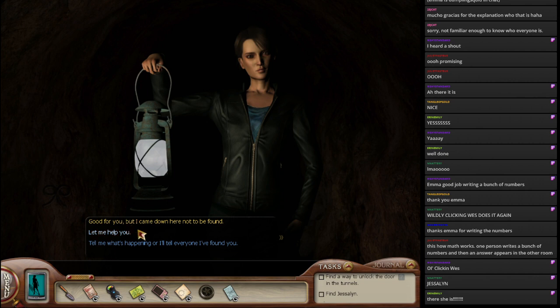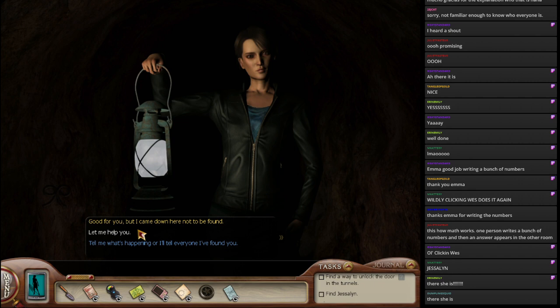Hold on. Juliet says that this is how math works. One person writes a bunch of numbers and then an answer appears in the other room. Nat says in all caps, wildly clicking West does it again.